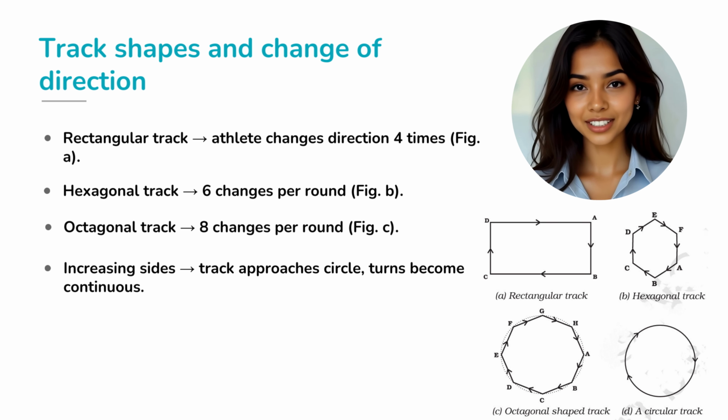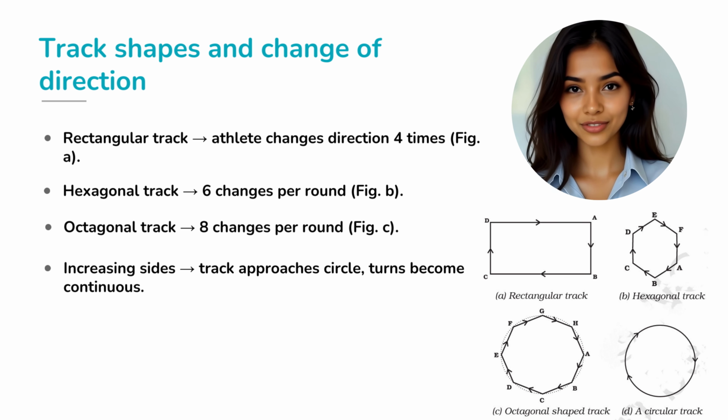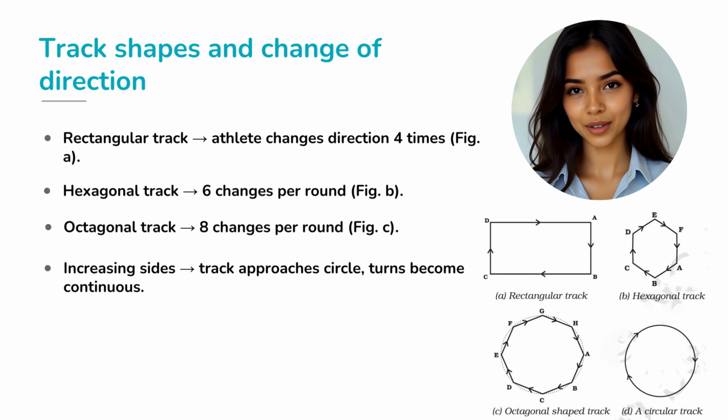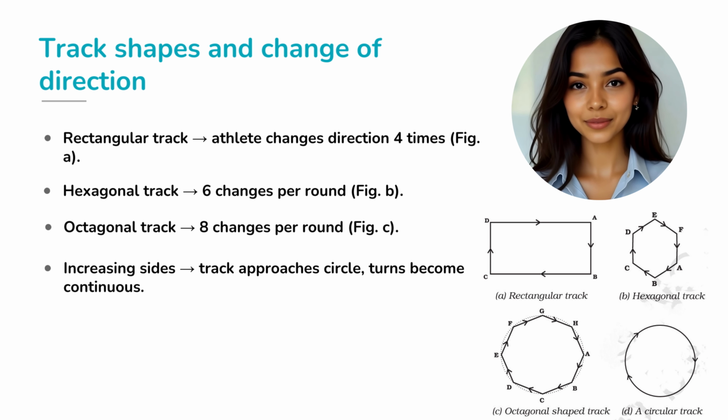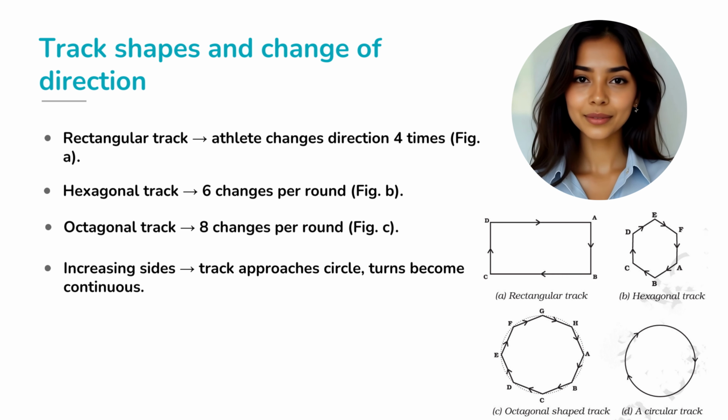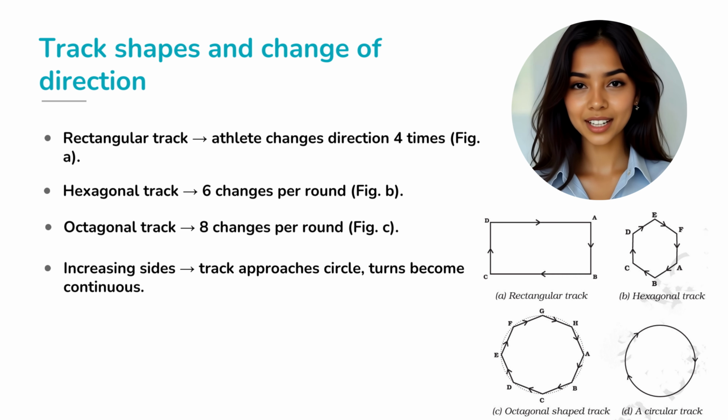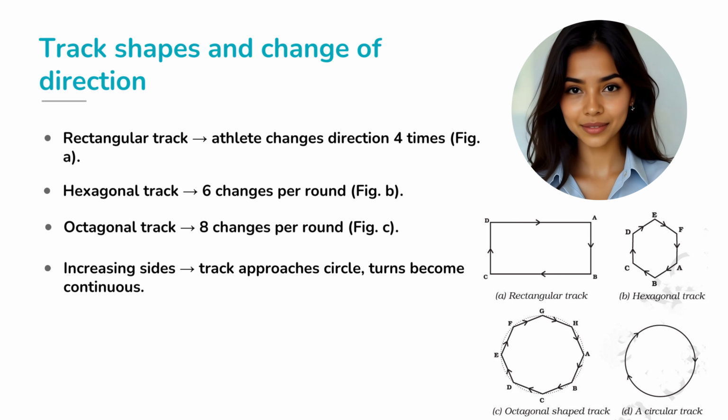Now let's break this down with an athlete running on different tracks. On a rectangular track, the athlete changes direction 4 times to complete one round. On a hexagonal track, 6 times. On an octagon, 8 times. And as the number of sides increases, the path begins to resemble a perfect circle.